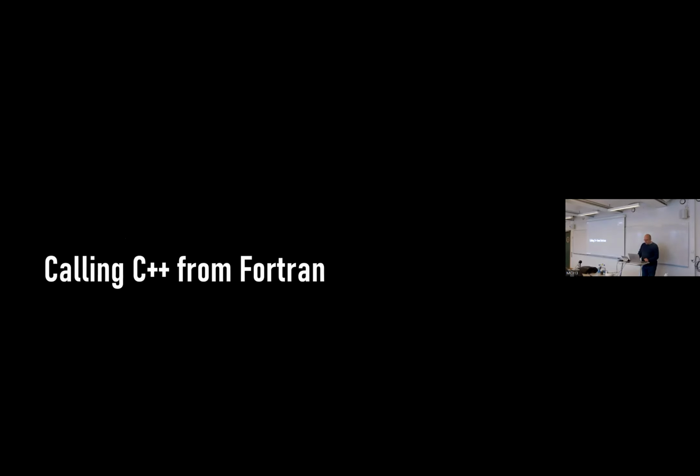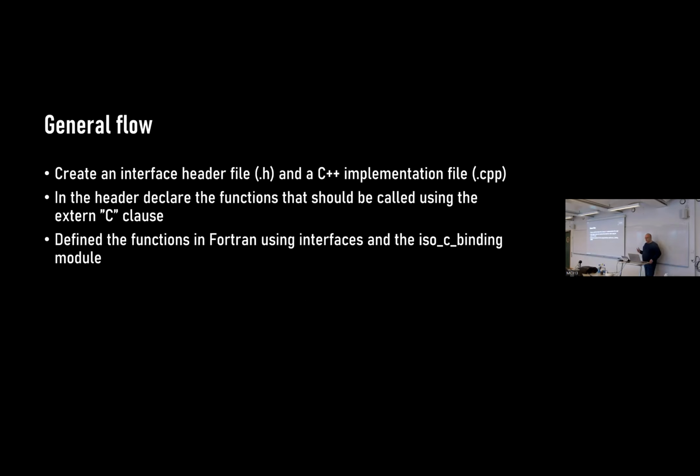So how do you call C++ from Fortran? The general flow is that you define a header file and the C++ implementation file of your interface that you want to interface with. And in the header file you declare the functions in something called an extern C clause that determines that these are external routines that you export in a certain way. And then in Fortran, you define the interfaces of this routine in interface sections. And you also take advantage of the ISO C binding module to make the interface consistent between the languages.